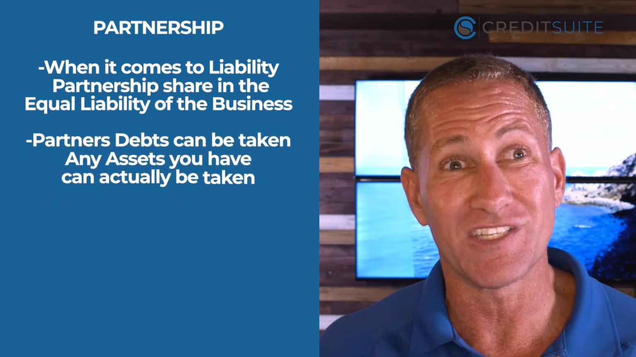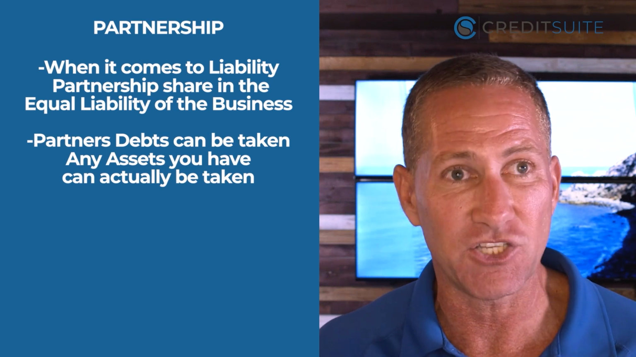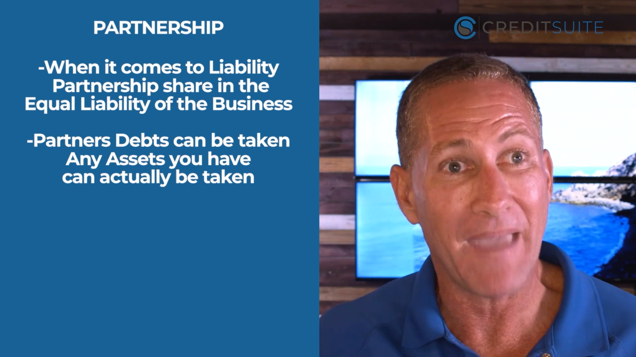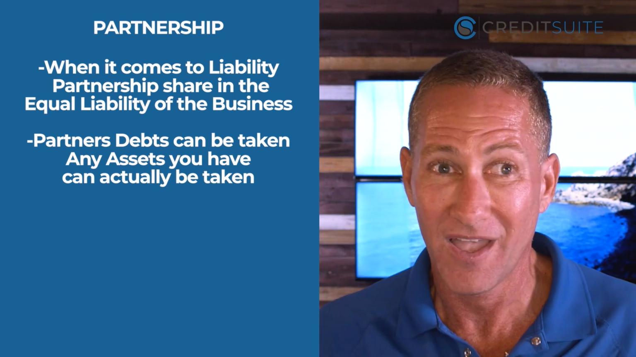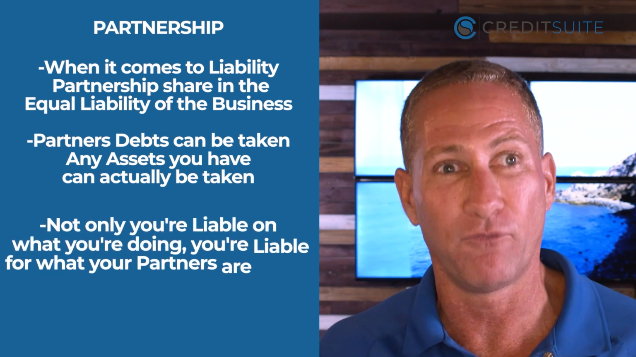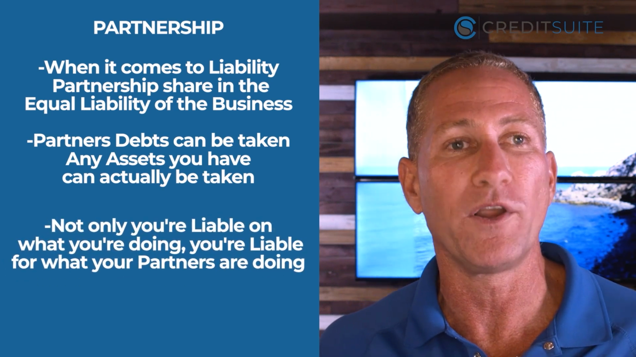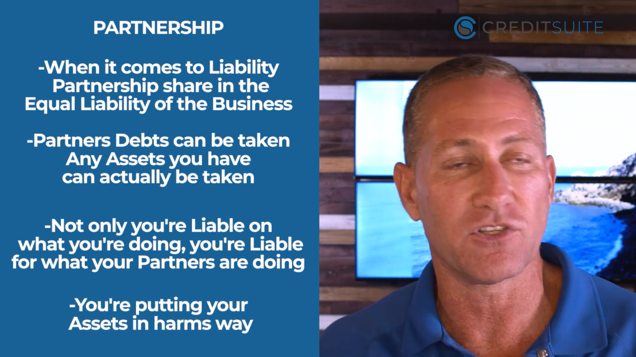And partners' debts can be taken. Your stocks, your bonds, your house, any assets you have can actually be taken to make you responsible for other debts that other partners accrue. So sometimes even more dangerous than a sole proprietorship, because not only are you liable for what you're doing, you're liable for what your partners are doing as well, and you're putting your assets in harm's way. So something to think about.